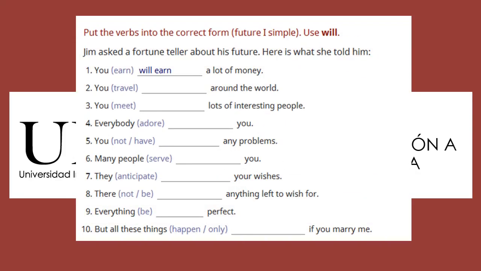Now let's do some exercises. Put the verbs into the correct form. Use will. So in this example, Jim asked a fortune teller about his future. Here is what she told him. The first one, you will earn a lot of money. Before you continue, please write your answers on a piece of paper. You can stop the video, do your work, and then play it again to see if you got the right answers.